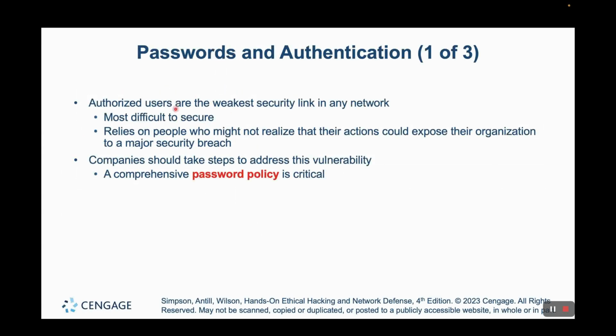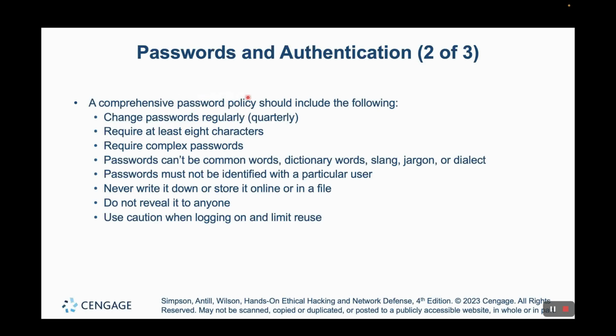Now, passwords and authentication. Authorized users are basically the weakest security link in any network. They are the most difficult to secure, as it relies on people who might not realize that their actions could expose their organization to a major security breach. One of the things that companies need to do is have a very good password policy. A comprehensive password policy should include: change the password regularly, require at least 8 characters, require complex passwords.